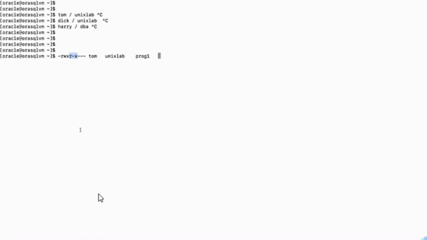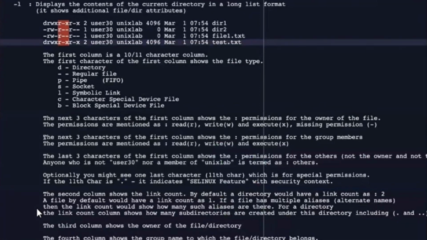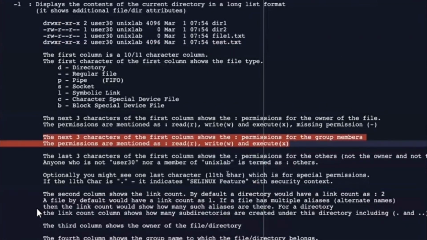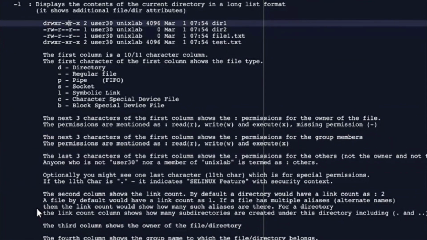Then somebody said, what are those last three for then? So the second permission set is for the group members. What are those last three permissions for then? We covered owner, we covered group members. What is this for? I said these are called others, meaning one who is neither the owner of the file, and one who does not belong to the same group as unixlab. All such people are termed as others. What are others doing with my file? What are they supposed to do?